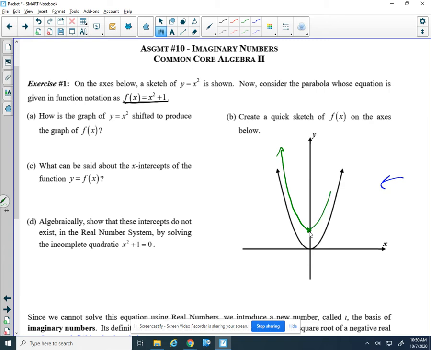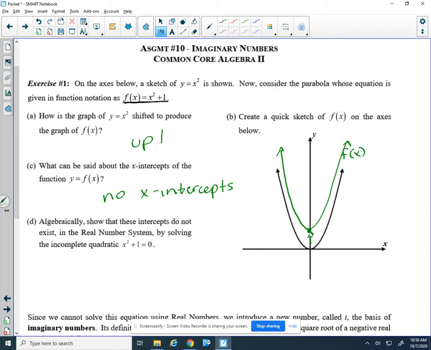And our first question says, how is the graph of y equals x squared shifted to produce the graph of f of x? So we see that basically the graph moved up 1. So now what can be said about the x-intercepts of the function y equals f of x? So this is our f of x, and we see that it has no x-intercepts, basically because the graph lies entirely above the x-axis.